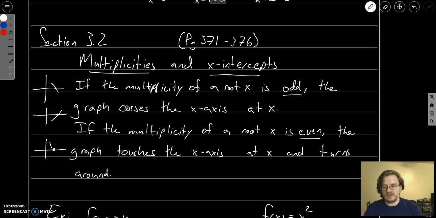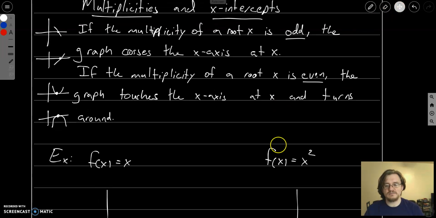So it could come down, touch it, and come back up. Or the graph could come up, touch it, and come back down. So this is a rough idea behind whether or not a graph will cross the x-axis when the multiplicity is odd, or when it'll just touch it and turn around when the multiplicity is even.